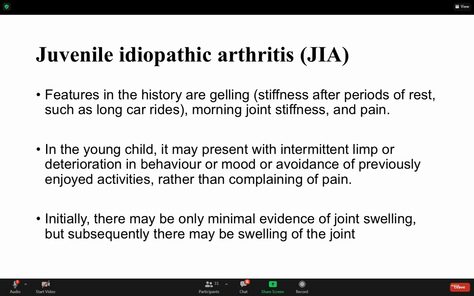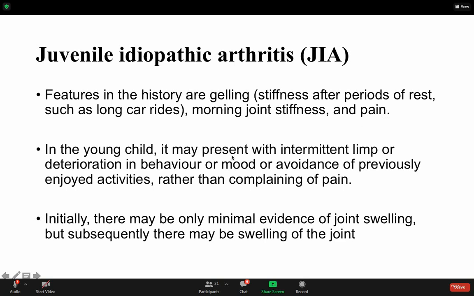The features in the history include stiffness after periods of rest, the same as what happens in rheumatoid arthritis. They get morning stiffness. It's the same thing, they get stiffness after periods of rest, so most often they get morning stiffness, or if they have a long rest, like long car rides. They will as well have joint pain.